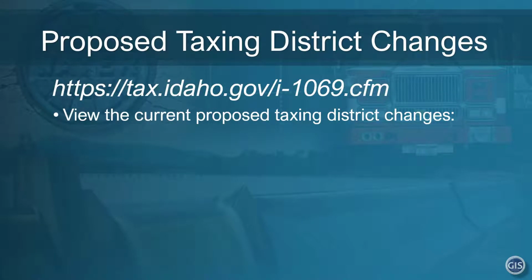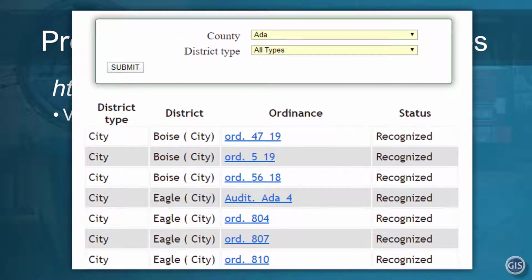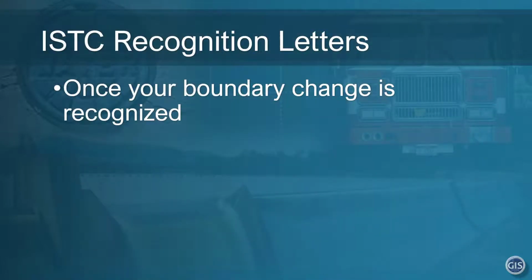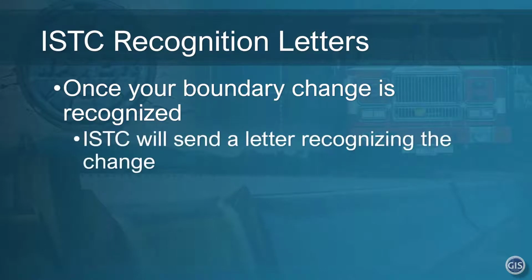If you would like to see the currently proposed taxing district changes, visit the displayed web address. Here you can choose your desired county and taxing district type. Once you have narrowed your search, you can view all documents that the Tax Commission has received, including the current status of each boundary change. Once your boundary change is recognized by the Idaho State Tax Commission, you'll be sent a letter informing you of its recognition.